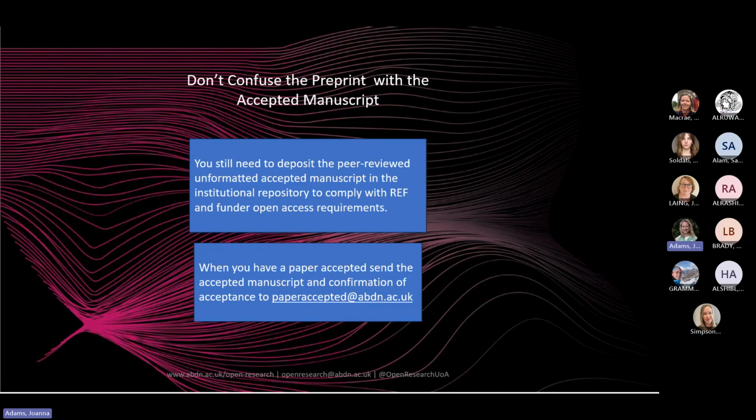So whenever you have a paper accepted for publication, send a copy of that unformatted peer-reviewed manuscript and the confirmation of acceptance from the journal to the paper accepted email, and our team will upload to Pure for you and make sure that you're complying with REF and funder open access requirements where applicable.